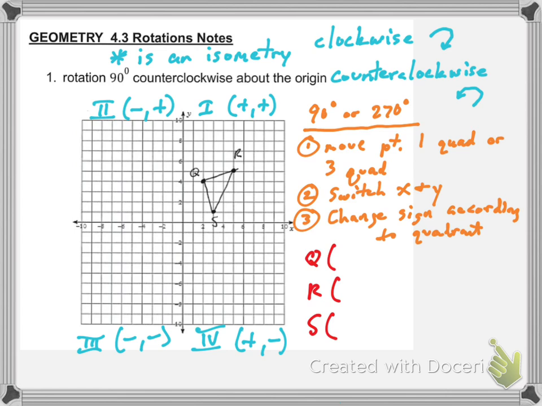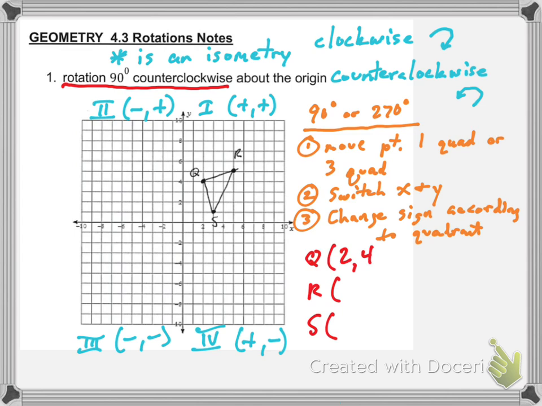I also included the quadrants, 1, 2, 3, and 4, and what the signs are in those quadrants. You can see here that in quadrant 1, it's plus plus, quadrant 2, it's minus plus, and so on. So when you do a rotation, the first thing you need to do, regardless of how many degrees it is, well, in this case, they want a rotation 90 degrees counterclockwise, is to figure out what the original points are. So Q is 2, 4.